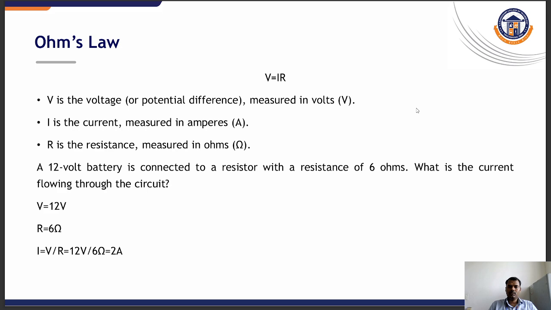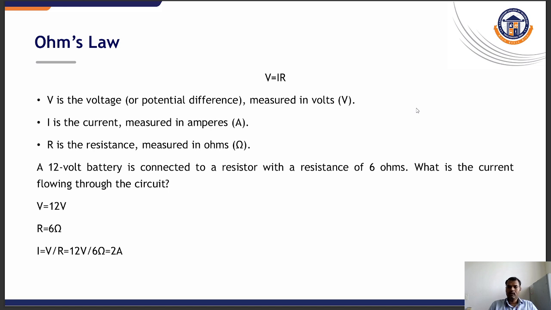Ohm's law is given by V equals IR, where V is the voltage, or we can say the potential difference, measured in volts, I is the current, measured in amperes, and R is the resistance, measured in ohms.